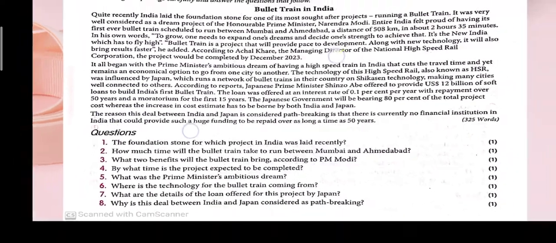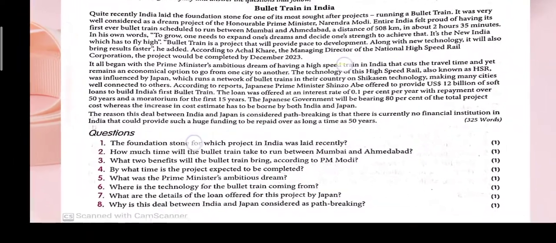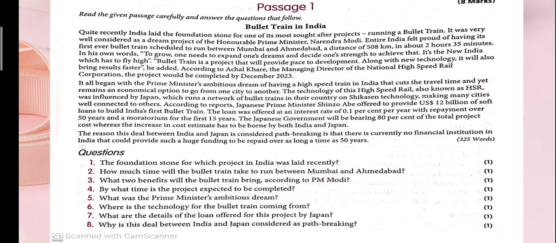So it's a factual passage, it's about facts. So go through the question. The foundation stone for which project in India was laid recently? So recently, the word is here. Just look, the word recently is here. Quite recently, India laid the foundation for the most of its project running bullet train, okay. So the foundation stone for its running a bullet train.